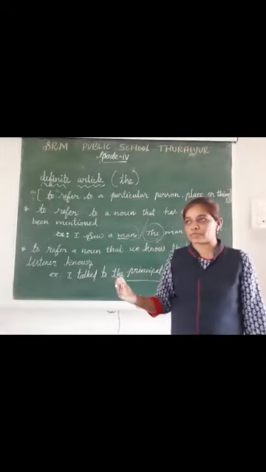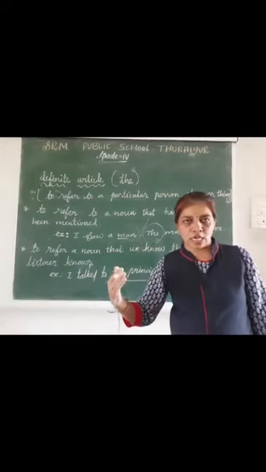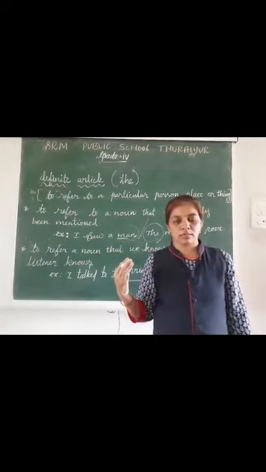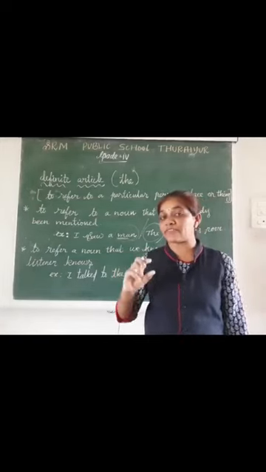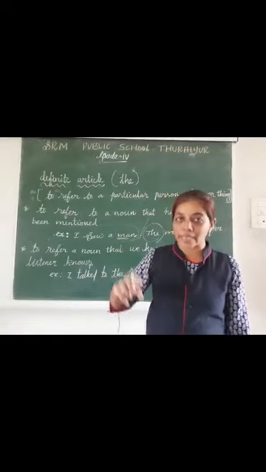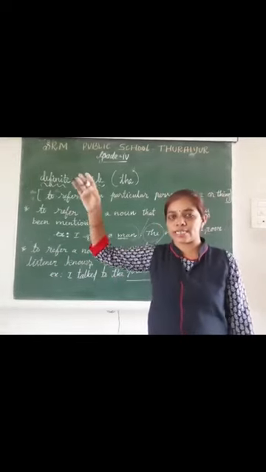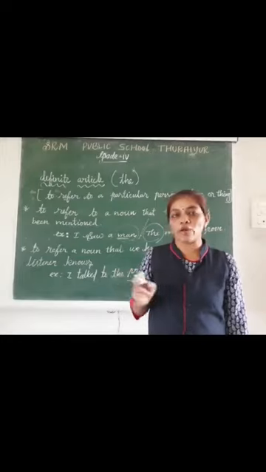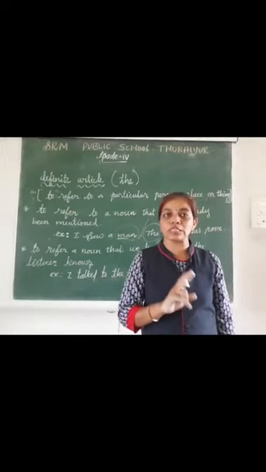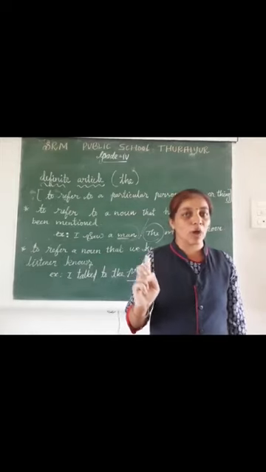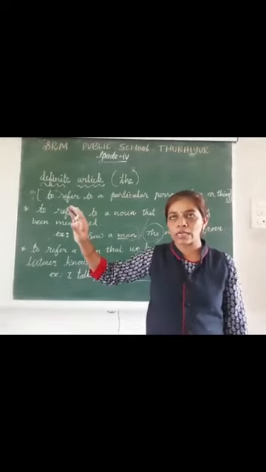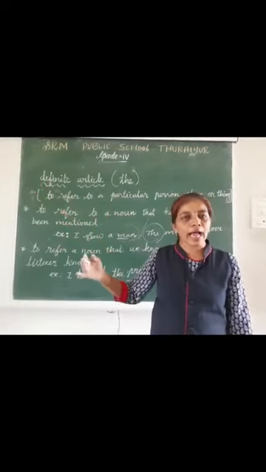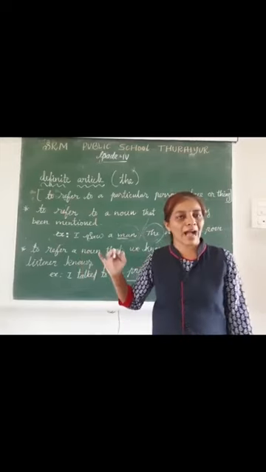Look at some more examples. I saw a monkey on the wall. Here, I introduced a monkey for the first time. The monkey climbed the tree. Here, I am talking about the monkey again, the second time. So, when I introduce a monkey for the first time, I use a. I saw a monkey, one monkey. The monkey climbed the tree. Here again I am talking about the monkey, so I have to use the.